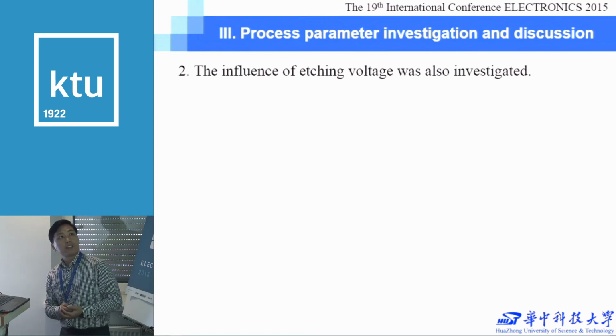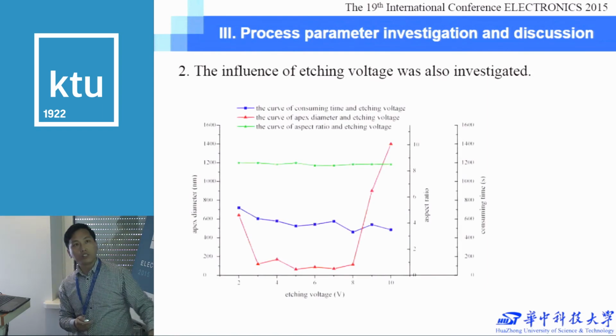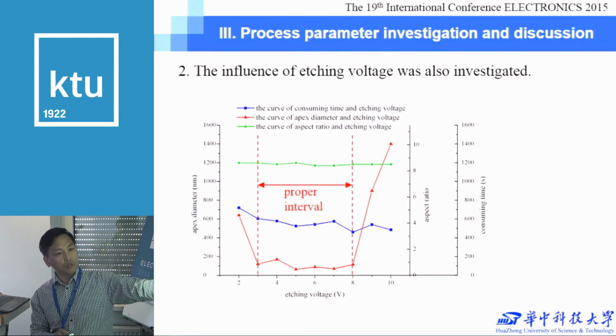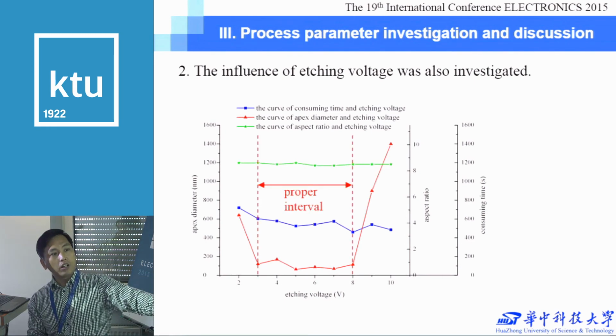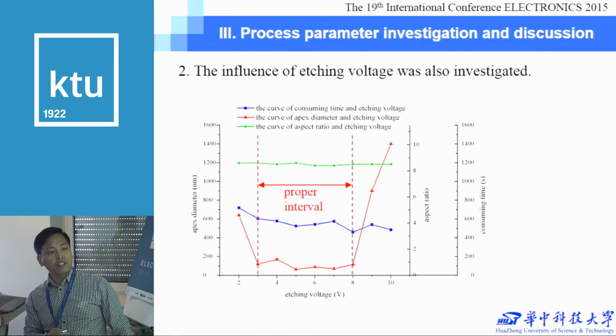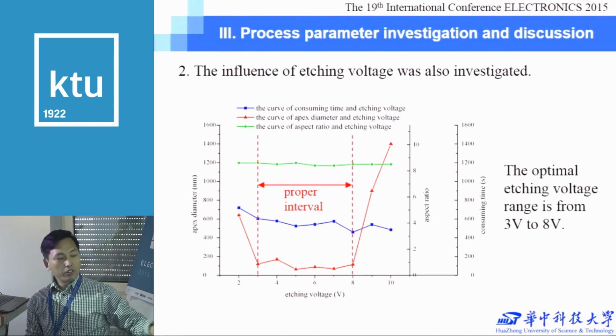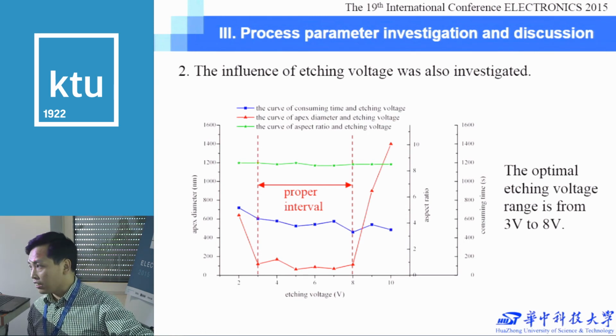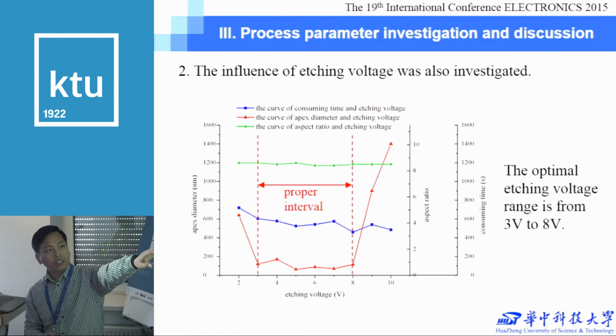The second influence is of the etching voltage. We also investigated it. See from the chart, how the 3 outcomes are influenced by the etching voltage. We found the etching voltage between 3 volts and 8 volts is the proper interval.